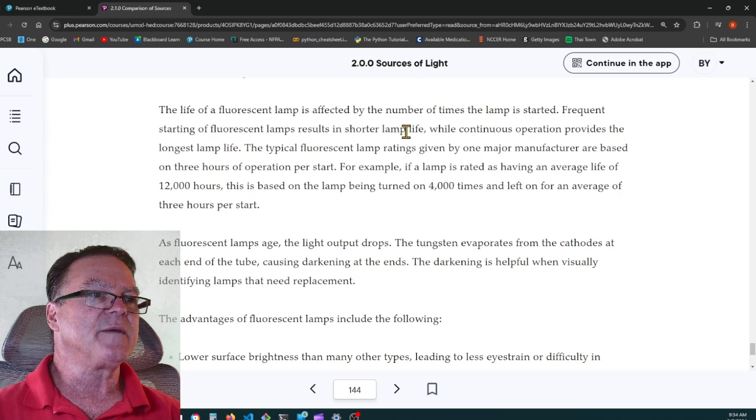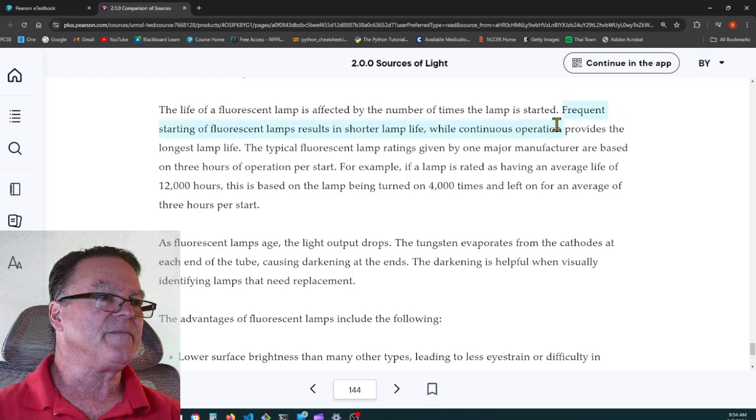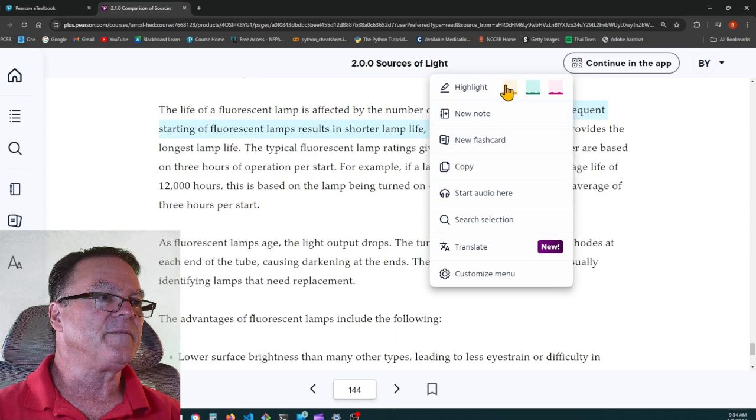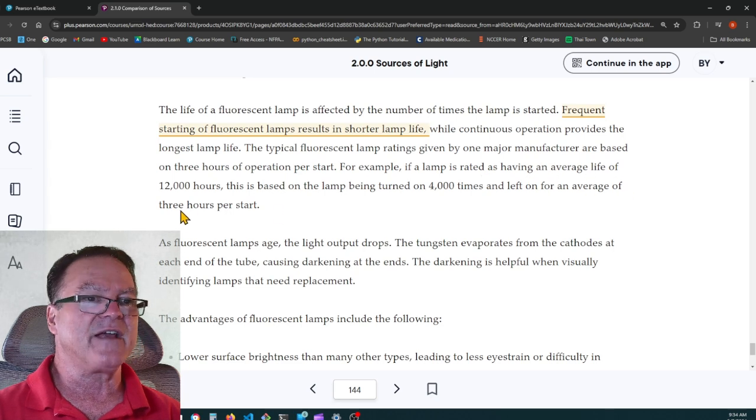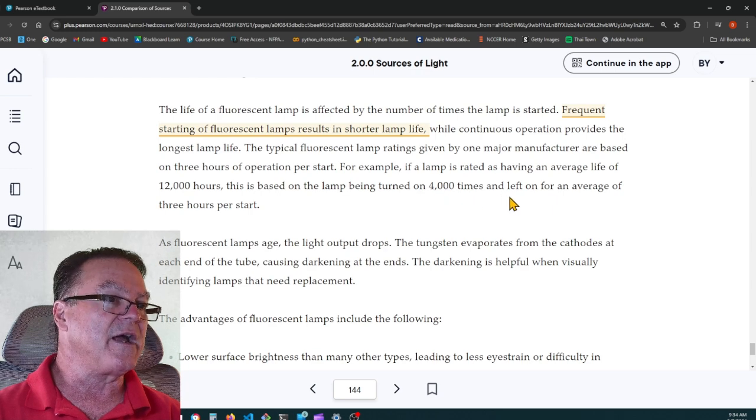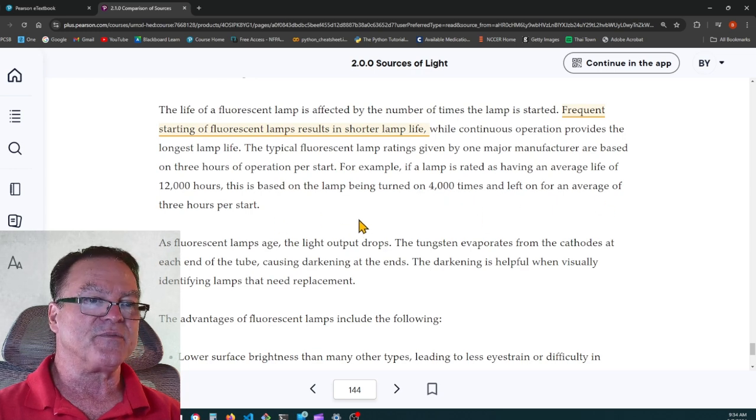The life of a fluorescent lamp is affected by the number of times the lamp is started. Frequent starting of fluorescent lamps results in shorter lamp life, while continuous operation provides the longest lamp life. The typical fluorescent lamp rating given by one major manufacturer is based on 3 hours of operation per start. For example, if a lamp is rated as having an average life of 12,000 hours, this is based on the lamp being turned on 4,000 times and left on for an average of 3 hours per start.